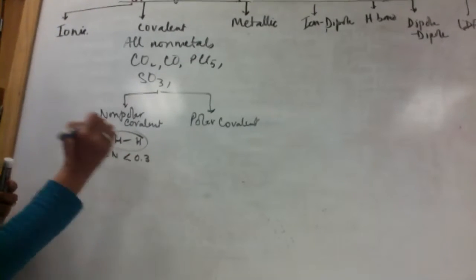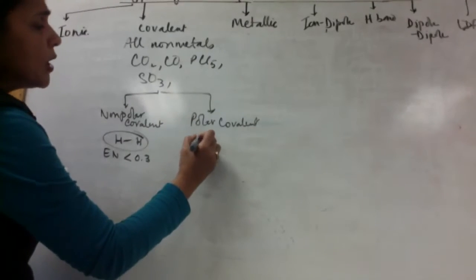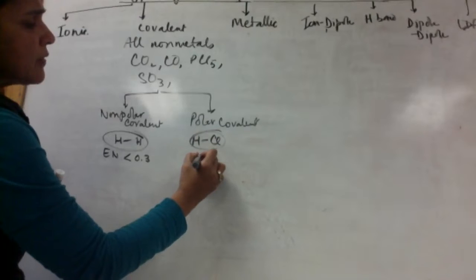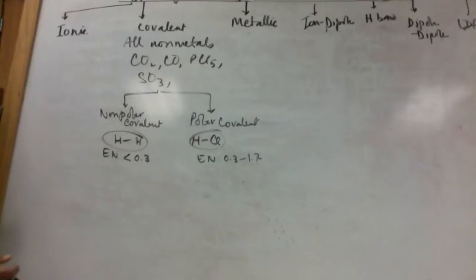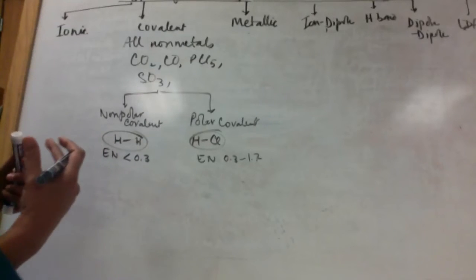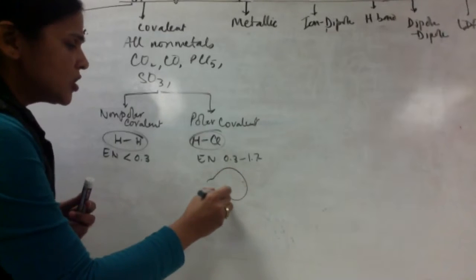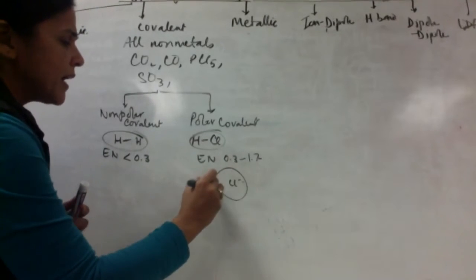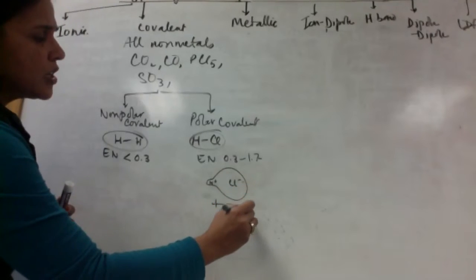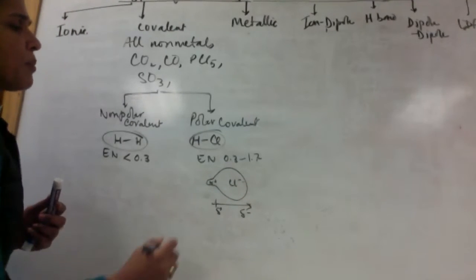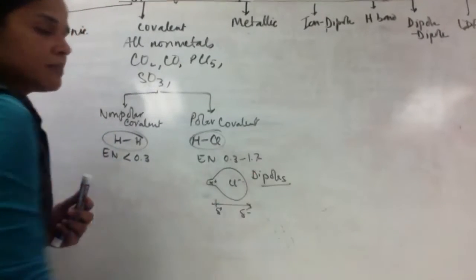In non-polar covalent, you have the two atoms sharing electrons evenly, or the electronegativity difference is less than 0.3. That's when it is a non-polar bond. In a polar bond, your electronegativity difference is between 0.3 and 1.7. So they are still sharing a pair of electrons, but that is not evenly shared. As a result, a dipole is generated where the Cl end of the molecule acquires a negative charge and here H acquires a positive charge. We call such molecules dipoles.